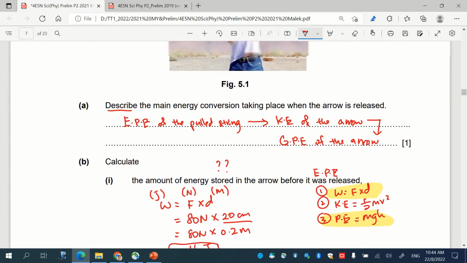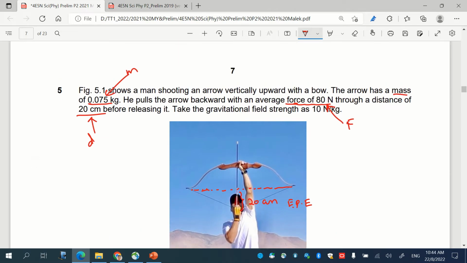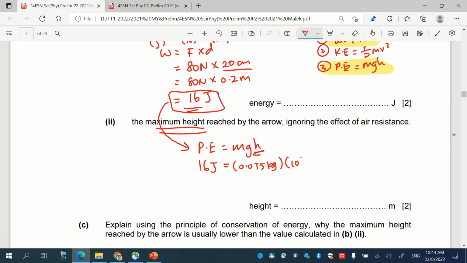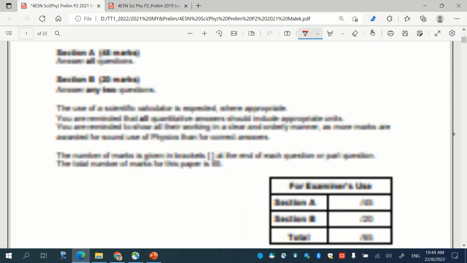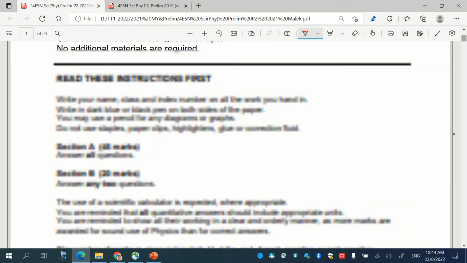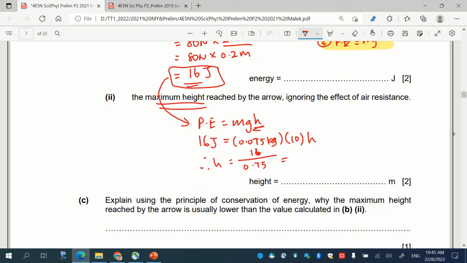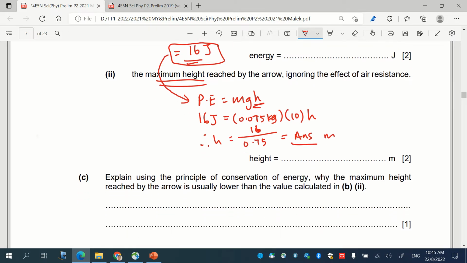It's already in SI unit. Let's take a look to confirm. Yeah, it's already in kilograms. So that's the SI unit. And multiplied by the g, which is always 10, and the h. So therefore, your h is equal to 16 over 0.75. Okay, after you take 10 times 0.075, you get 0.75. Back to the question. Okay, so that will give you the answer that's needed in meter. Okay, answer is in meter.